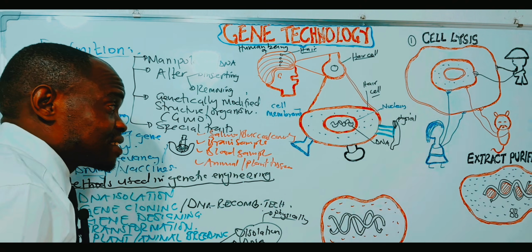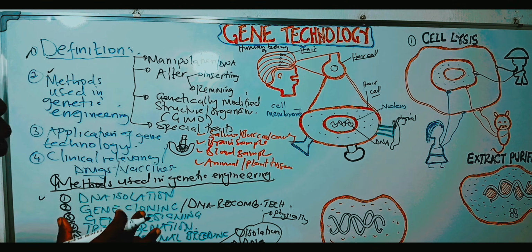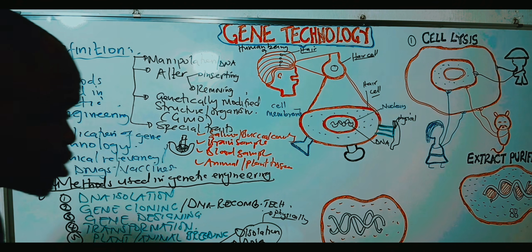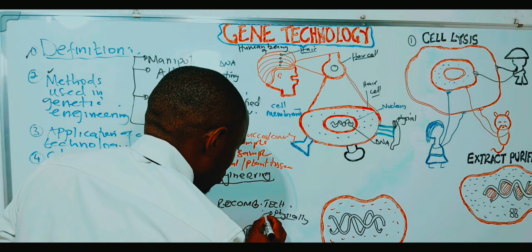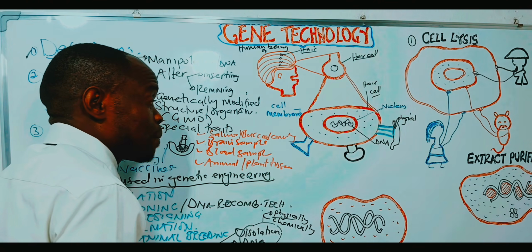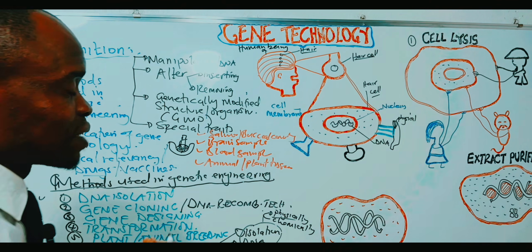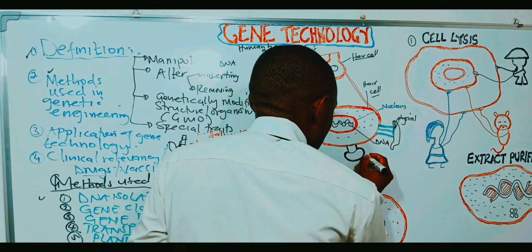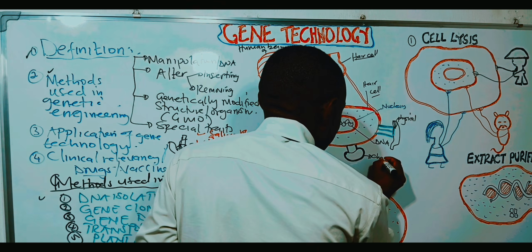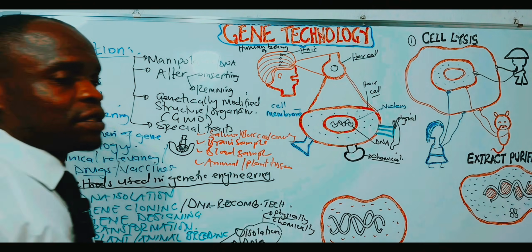That's one. Then, secondly, we can use chemicals to break the cell wall. This is what we call chemical or chemically. For example, I can use some detergents, some reagents, or some buffers. So this is what we call the chemical approach.